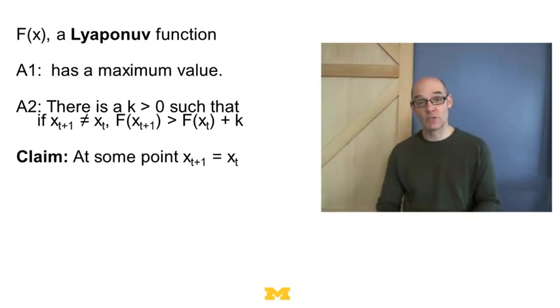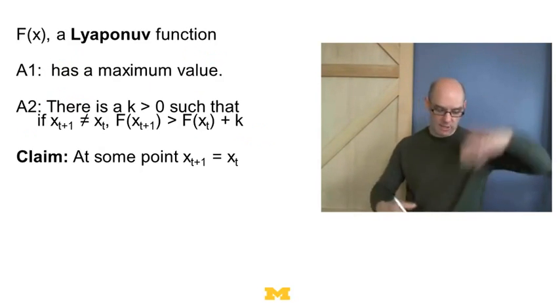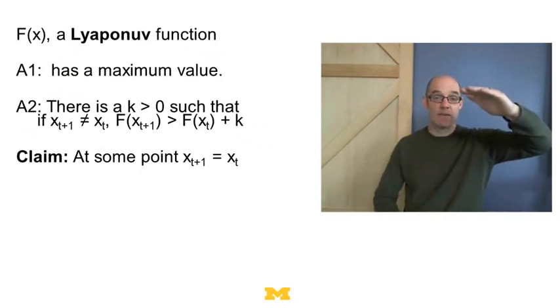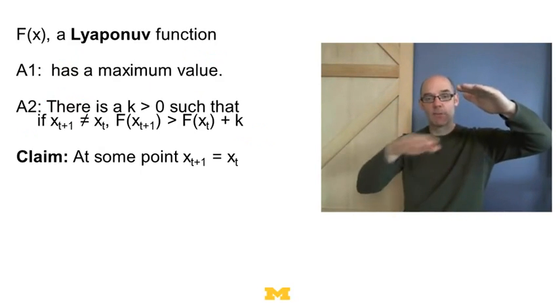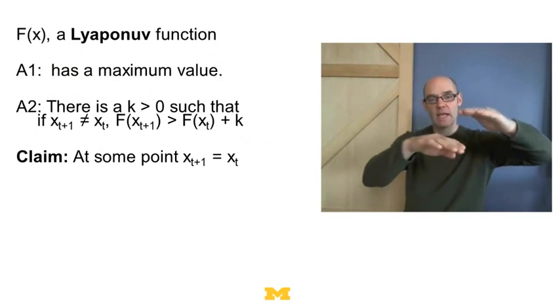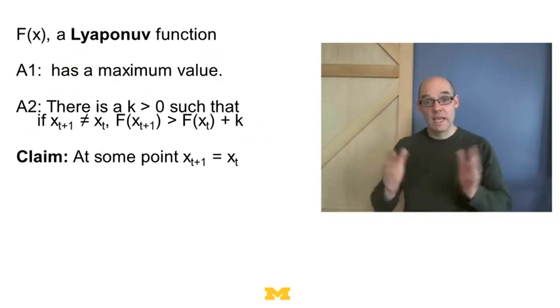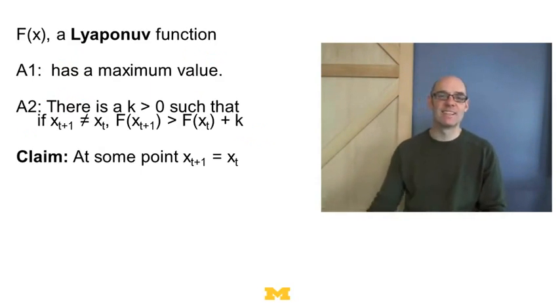For a Lyapunov function, it was really simple. We just had that there's a function f. It has a maximum value, or in some cases a minimum value. If it has a maximum value, and the process isn't at equilibrium, it goes up by some fixed amount k. That means since it's always going up by some fixed amount k, it has to stop. Really simple idea.